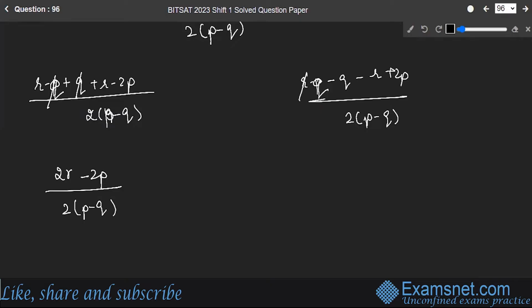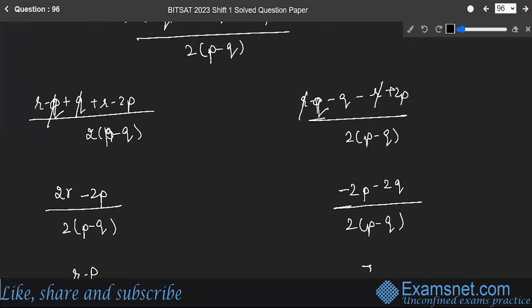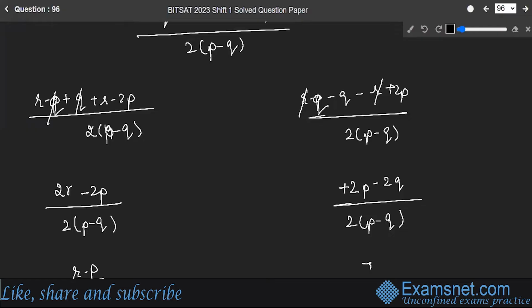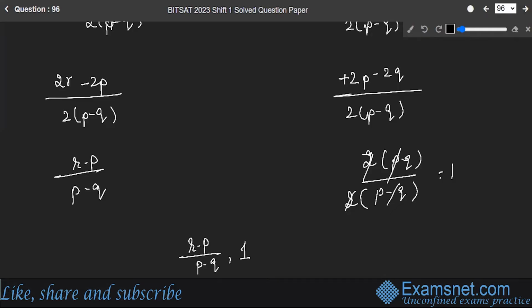And here you will have R, and R will cancel. You have (2P minus 2Q) upon (2P minus Q). Again, this will be (R minus P) divided by (P minus Q). And the other one over here, and here was plus 2P. So I'm taking 2 common from here. So (2P minus Q) upon (P minus Q), they will cancel and you will have 1. So the two answers are (R minus P) upon (P minus Q) and 1.